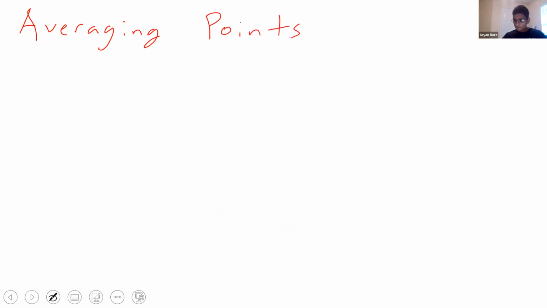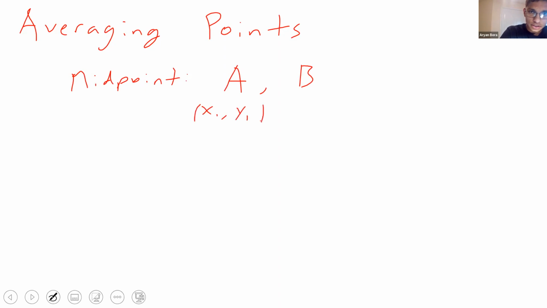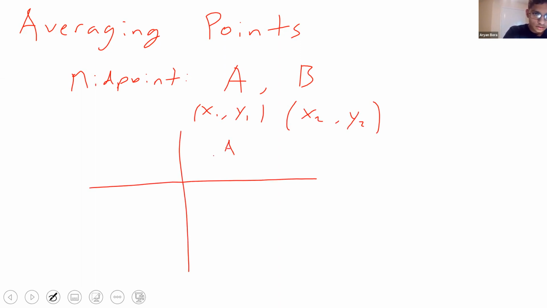Okay, so the most common example of this is the midpoint. The midpoint is just the point in the middle between 2 other points. So let's find the midpoint of point A and point B, where A has coordinates x1, y1, and B has coordinates x2, y2. On a coordinate plane again, say this is A and this is B. Well, what do you know about the midpoint? Simply put, it's the point in the middle between all of these.